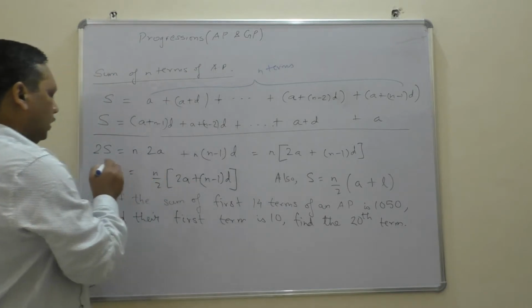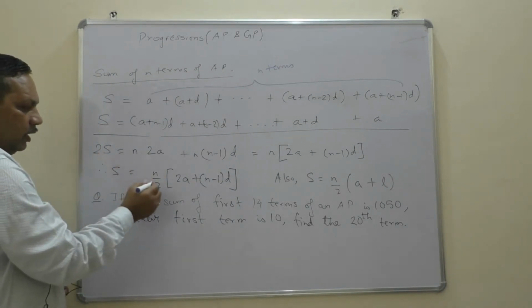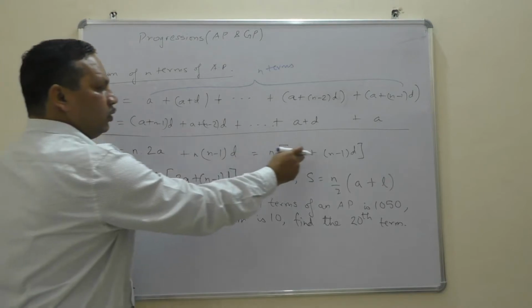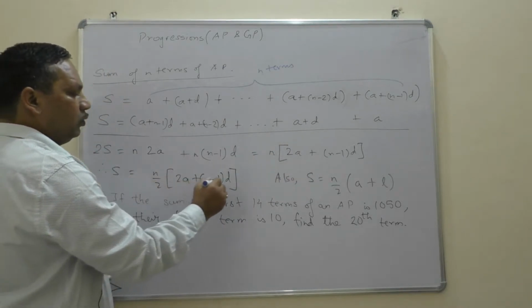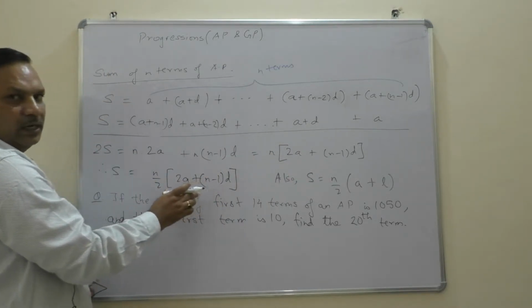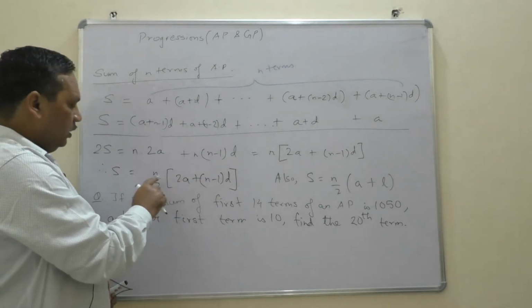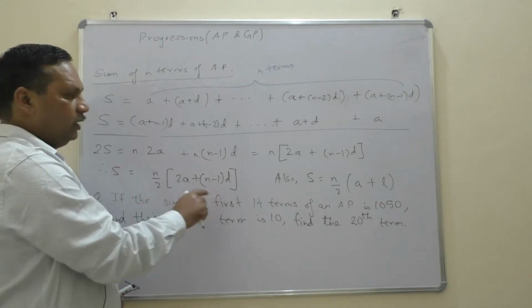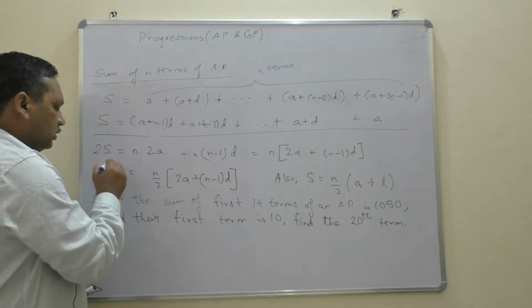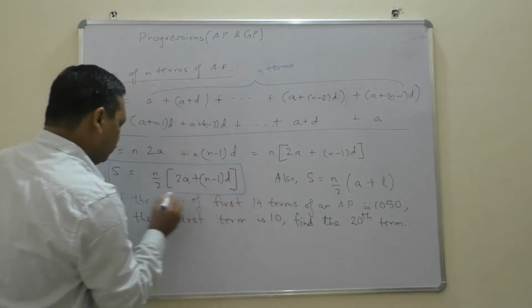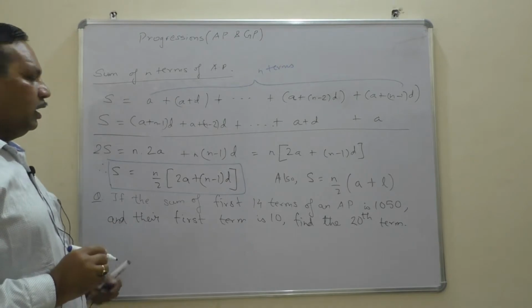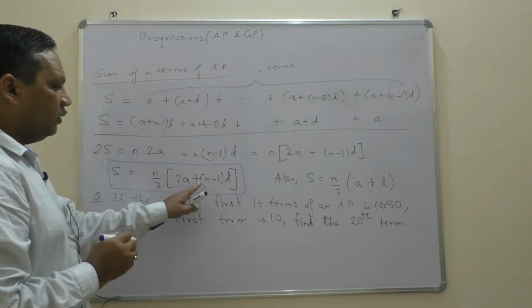Okay. Now what will S be? n upon 2, because 2S is equal to n into 2a plus (n minus 1)d. Therefore S is equal to n by 2 into 2a plus (n minus 1)d. Are you getting it? S is n by 2 into 2a plus (n minus 1)d. Okay, so this is the formula for the sum of n terms of an AP. Clear?